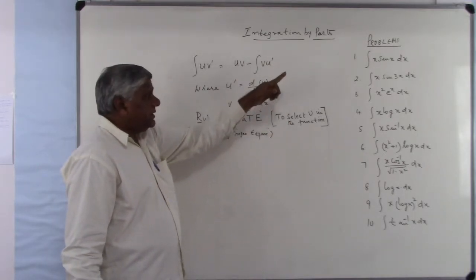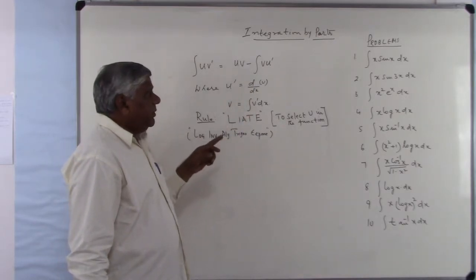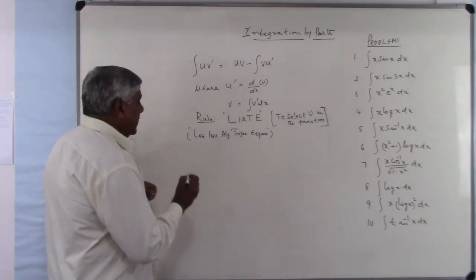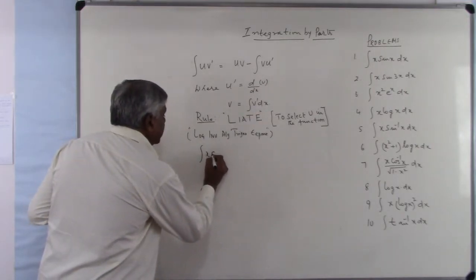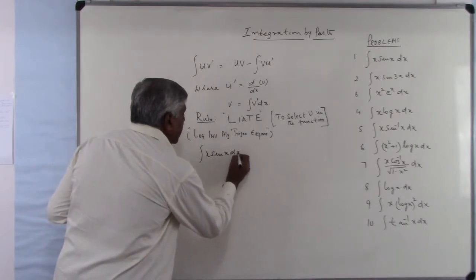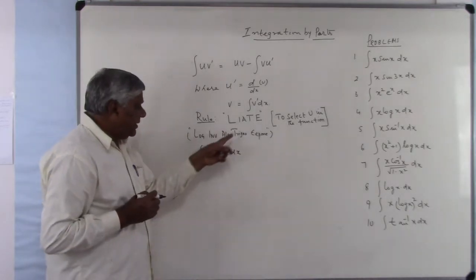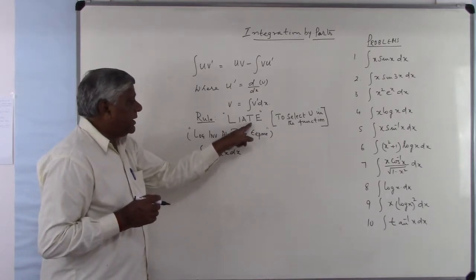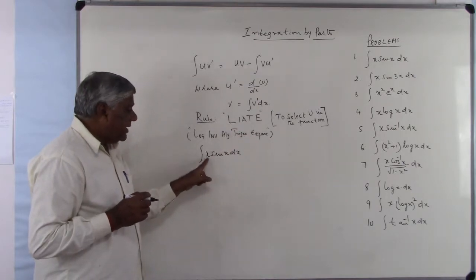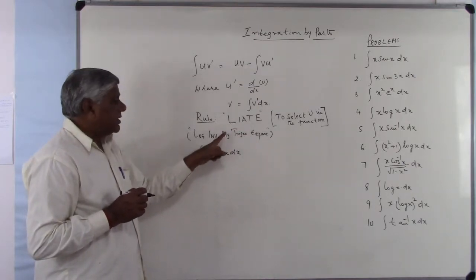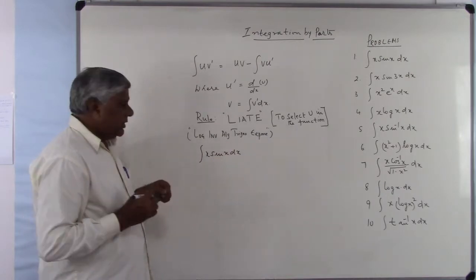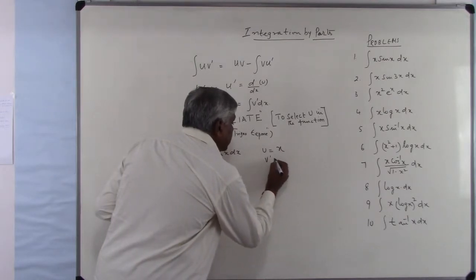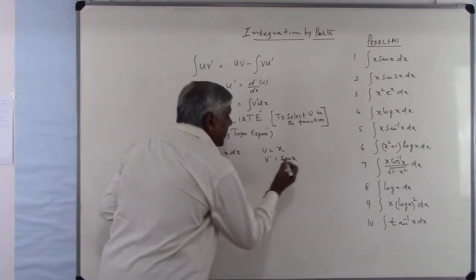See, this uv dash, we are going to solve. Now, for the example, we are going to take one problem. Here we have x sin x dx. You can see here, it is algebra and trigonometry. You have to select algebra as u, which comes first. Therefore, u is equal to x and v dash is equal to sin x. I am going to select.